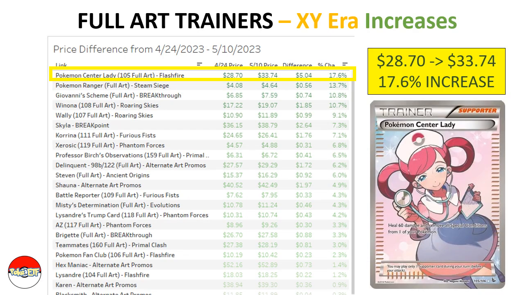Next, we're looking into the XY era, and these are the top increases. You can see the number one top price increase is the Pokemon Center Lady from the Flash Fire set. This card grew $5, a 17.6% increase, from $28 to around $34.